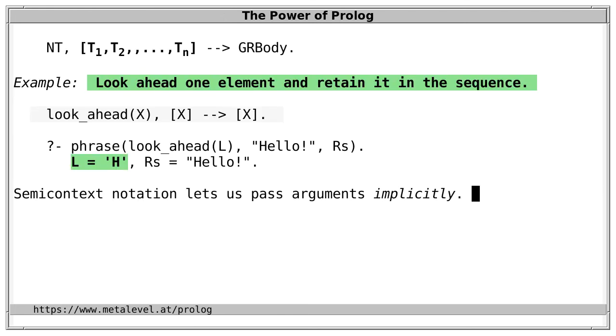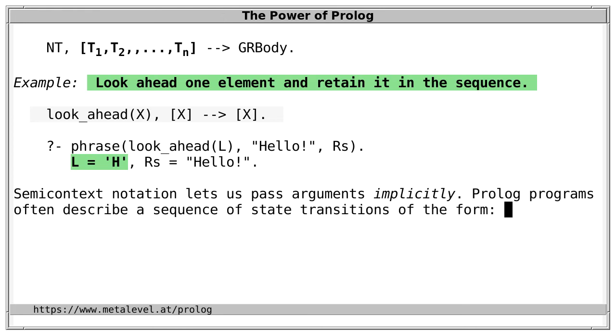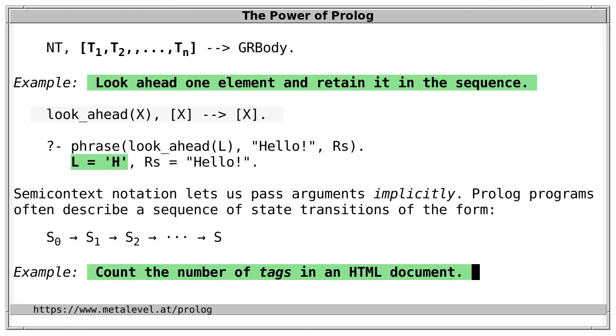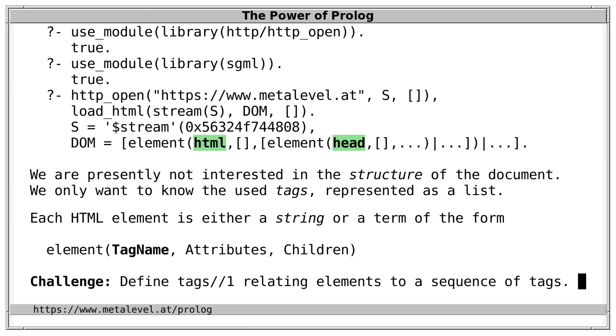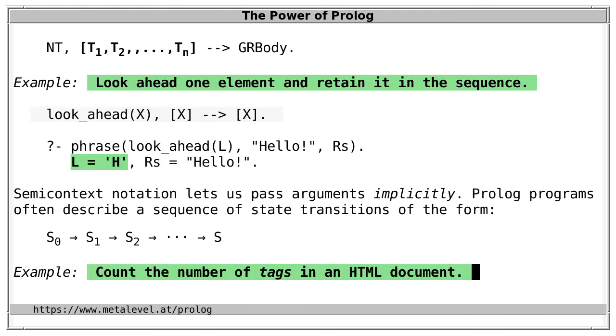Another interesting application of semi-context notation is that it lets us pass arguments implicitly. And that's very useful because Prolog programs often describe a sequence of state transitions, where we start with an initial state S0 related to the next state S1, then S2 and so on, up to a final state S. For example, let's count the number of tags in an HTML document. And if you remember, with Scryer Prolog, we can easily parse HTML documents into a list of such terms, strings and compound terms. And we are now not interested in the names of the tags, but in the number of tags. Of course, if we already have the names, then we can also simply count them. But let's do it from scratch.